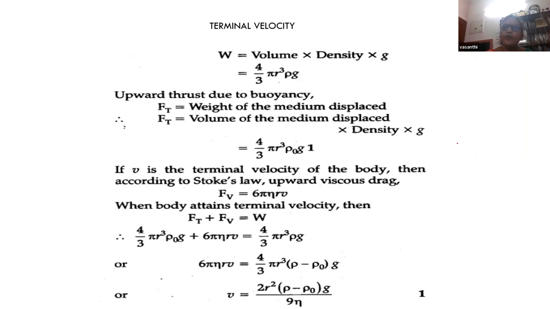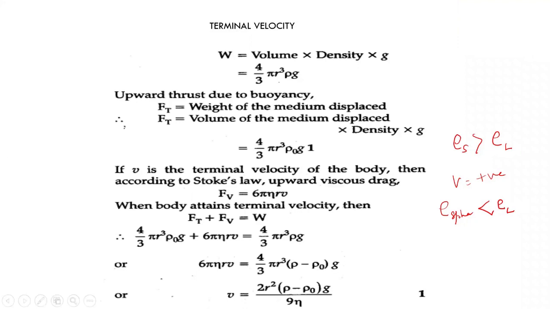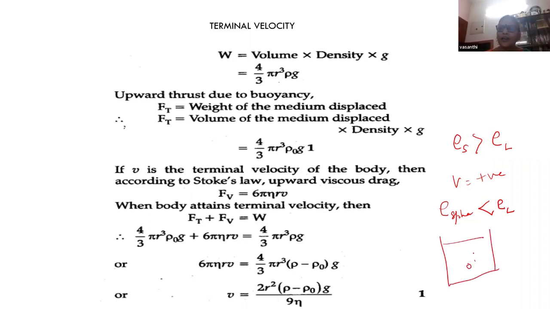Okay, so now if the density of the solid is greater than the density of the liquid medium through which it falls, this terminal velocity will be positive. The ball will move down. It can happen otherwise also. If the density of the sphere is less than the density of the liquid, what will happen? It will float, ma'am. It will move up. Have you observed this? A small spherical body moving up.